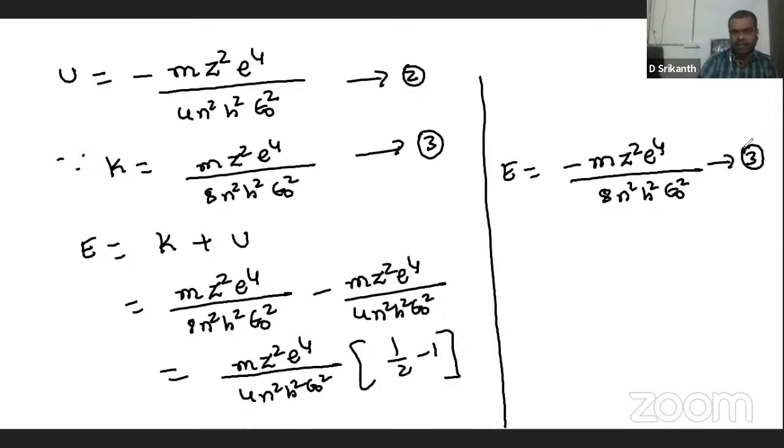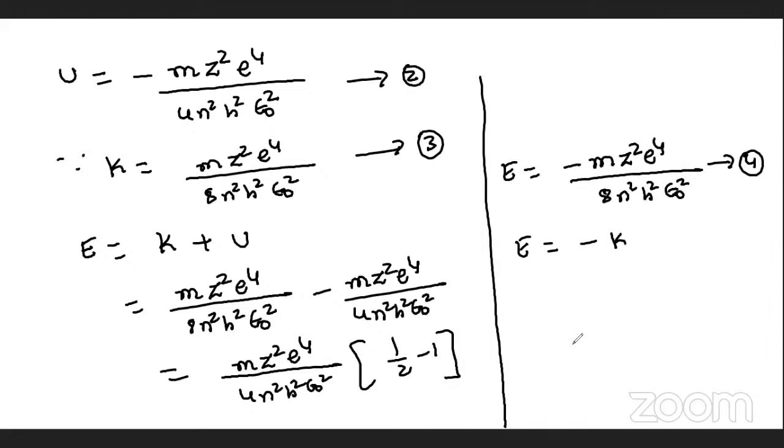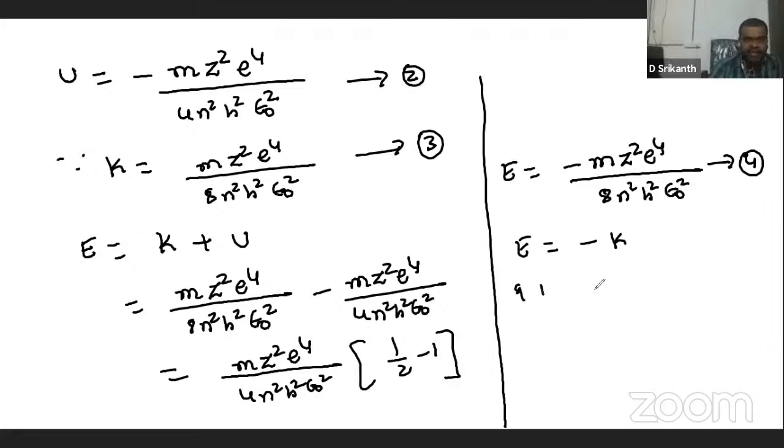Suppose this one is equation 4. From equations 2, 3 and 4, I can write that the total energy is equal to minus kinetic energy, and the total energy is equal to potential energy by 2.